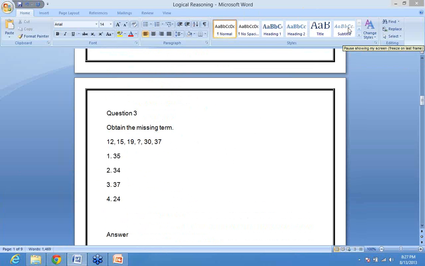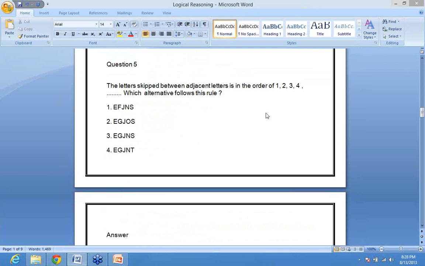Moving to the fifth question. This is again a kind of series in which alphabets and numbers are mixed. Try to find out the answer for this. Please stop me if you are not able to follow at any point of time. These are easy questions. I have put this for your practice. In the later half of the class, we will be solving CAT questions, which will be tough definitely.